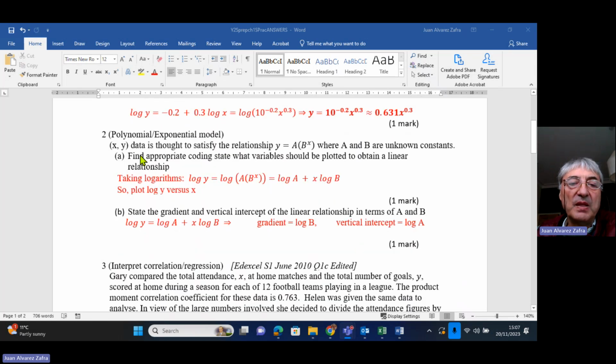Question 2. XY data is thought to satisfy a y equals a times b to the power of x relationship. Find the appropriate coding, what variables should be plotted to obtain a linear relationship. So this is the opposite of question 1.